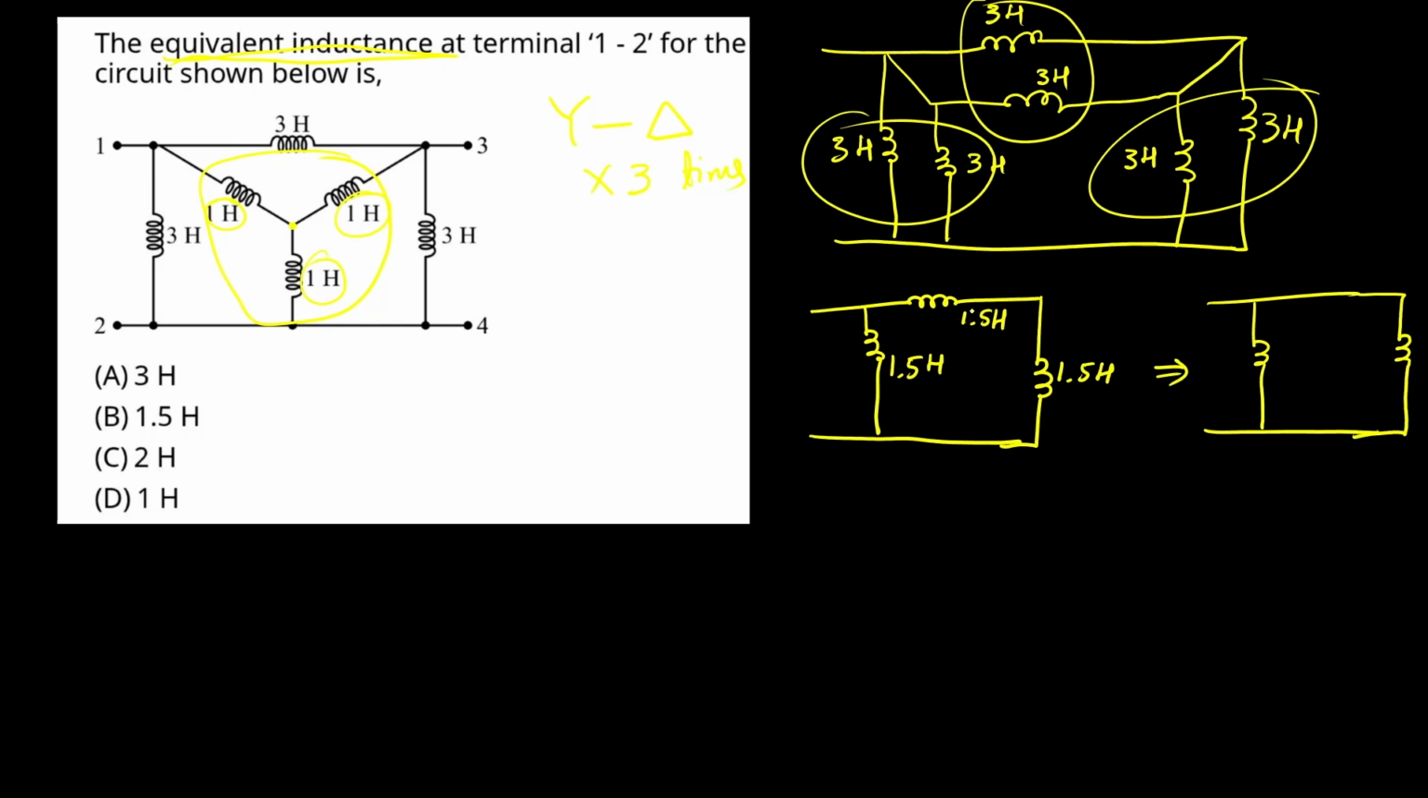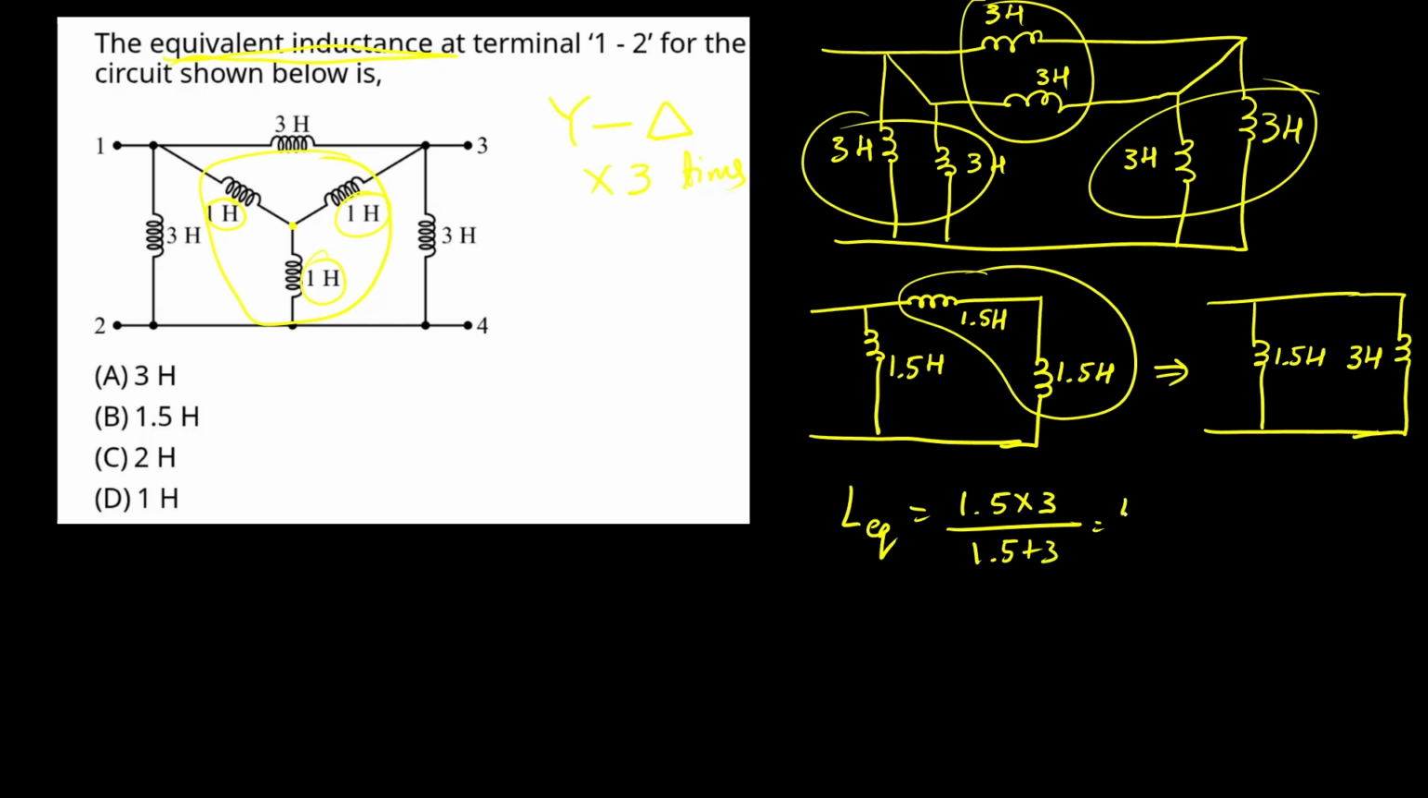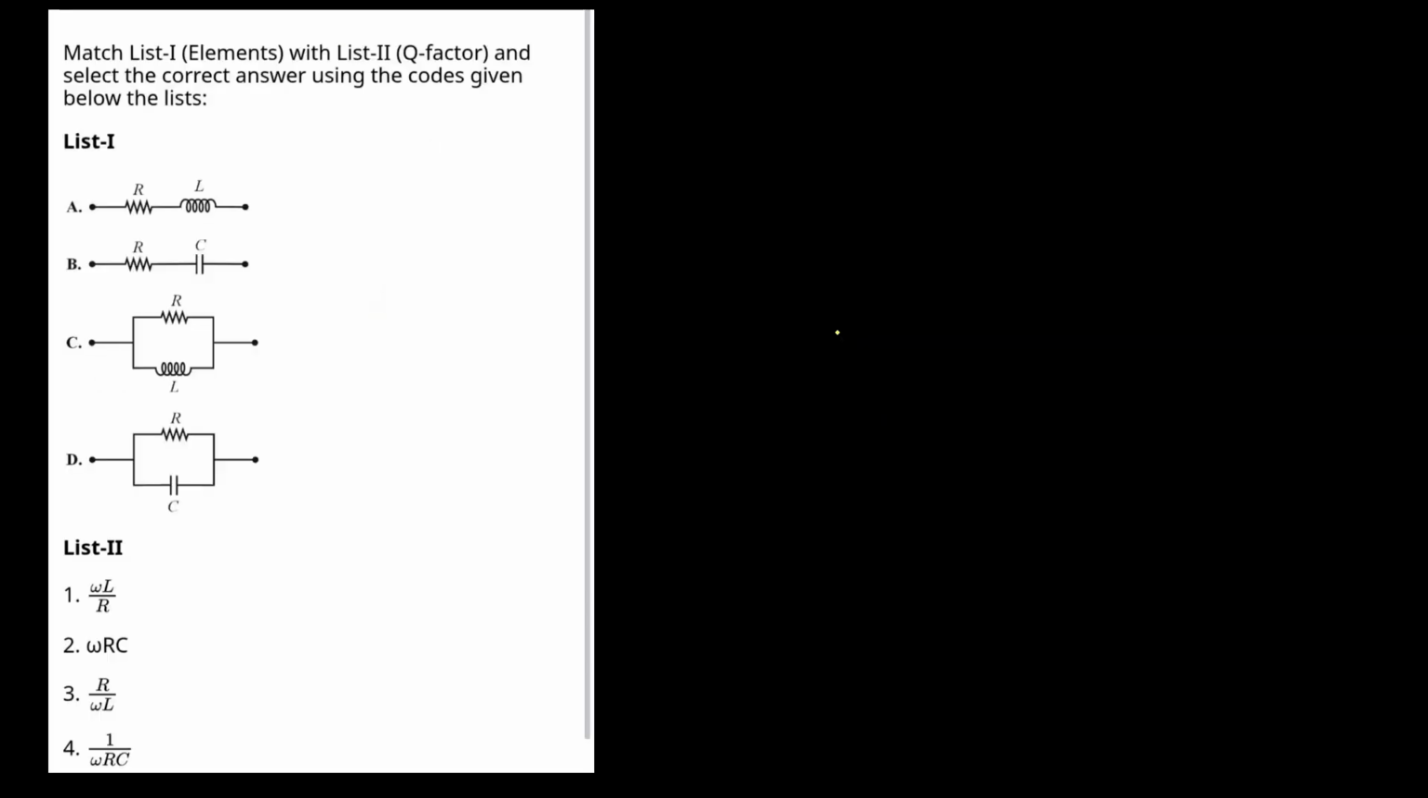So 1.5 plus 1.5, these two are in series, equal to 3 henries, with the other 1.5 henries. These two are in parallel. So the equivalent inductance is equal to 1.5 into 3 by 1.5 plus 3, equal to 4.5 divided by 4.5, which is equal to 1. The correct option for this question is option D. Let's go to the next question.